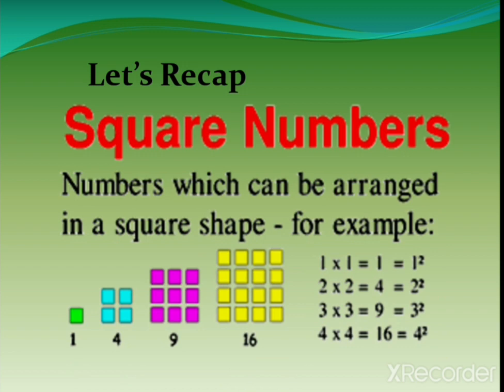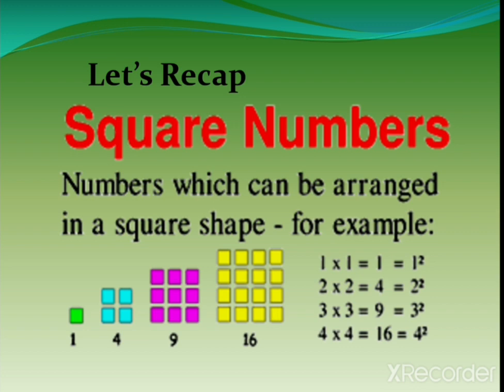What are square numbers? Square numbers are those numbers which can be arranged in a square shape. For example, if I have the number 1 and I make one square of unit 1, if I arrange it, definitely I'm going to get a square. Now see, 4. If I have the number 4, I'm going to make 4 small squares of unit 1 and arrange them. Once I arrange them, I see that it's forming a square.